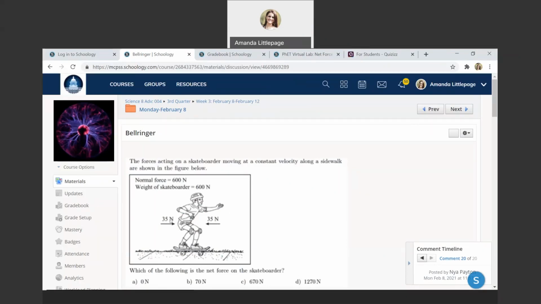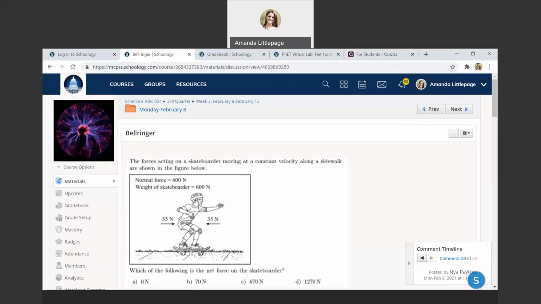But we need to also include the information here. It says the normal force and the weight of the skateboarder. Weight is a downward force, right? If you're sitting in a chair or standing on something, your weight is a force downward. So there was a downward force of 600 newtons. Then you see this term normal force.